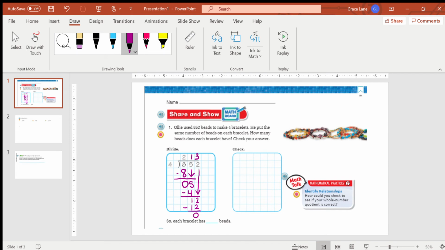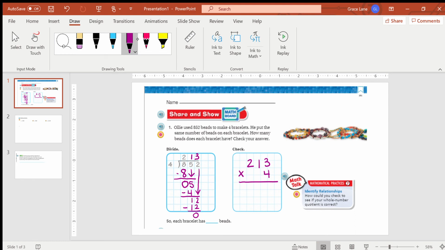Before I say that's my final answer, I'm going to check. The opposite of division is multiplication. And so to check your answer, all you need to do is take your quotient, what you got, 213, and multiply it by the divisor, what you divided by, which is 4. So 213 times 4, and if we're right, we should get our dividend, 852.